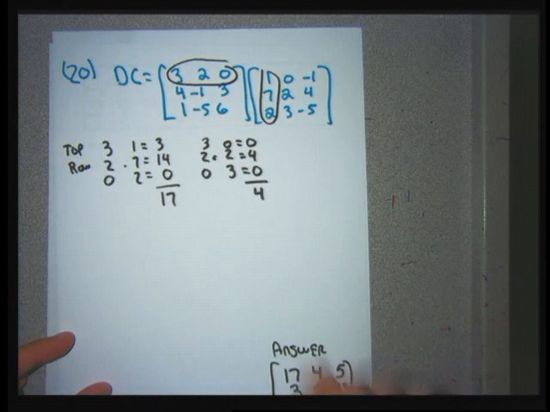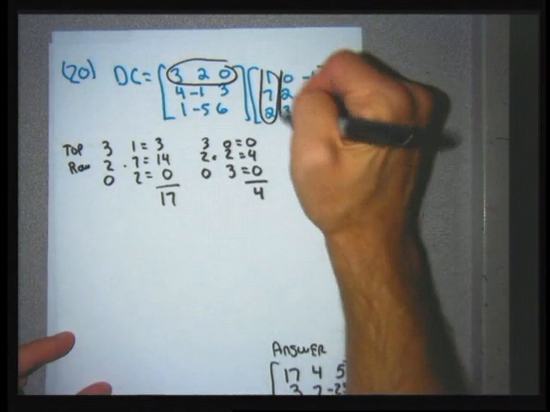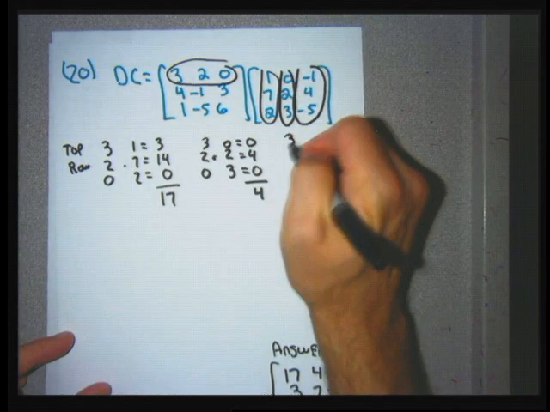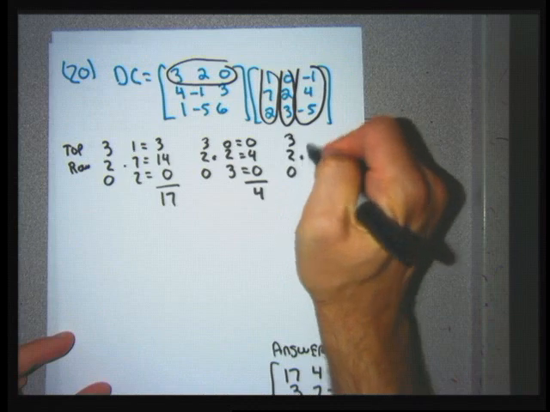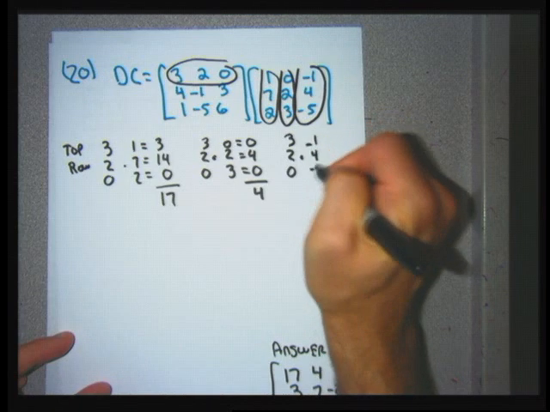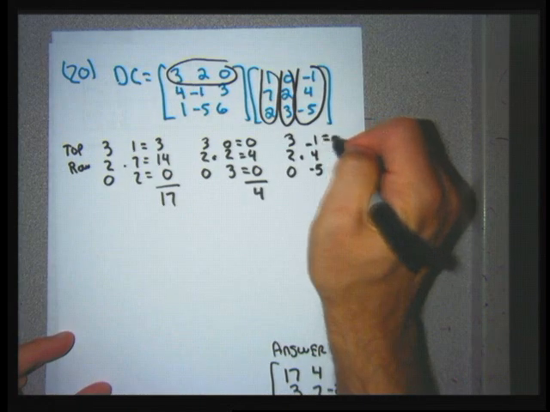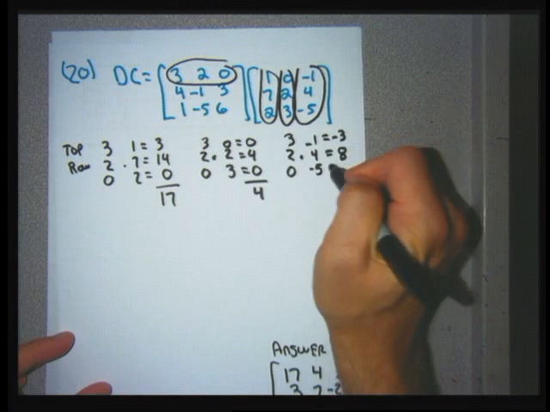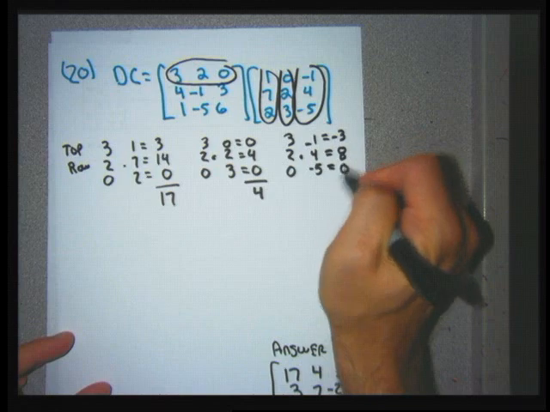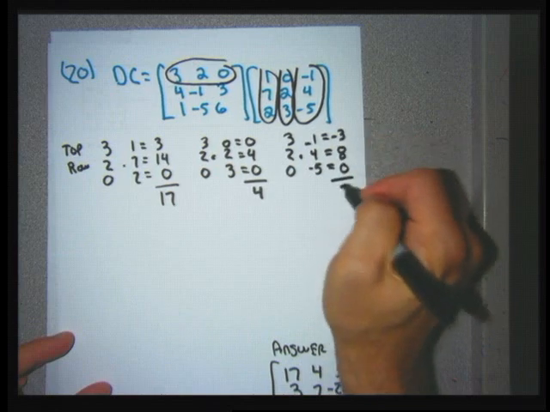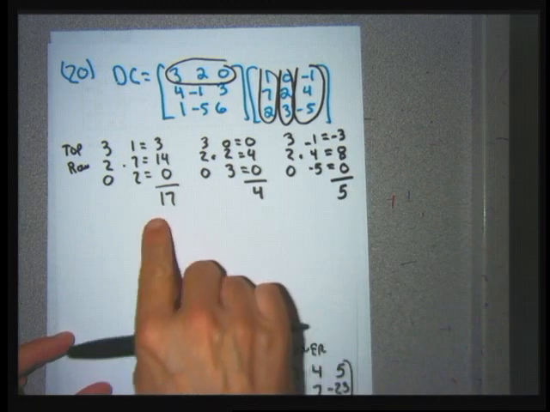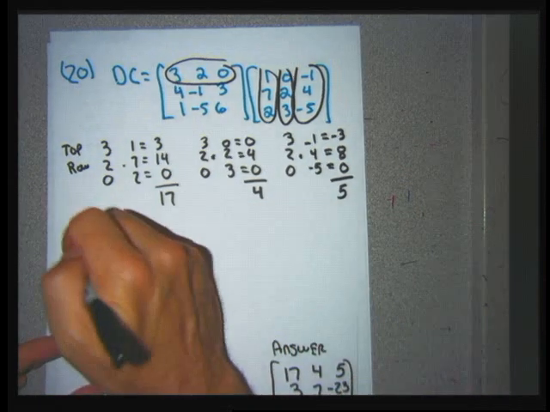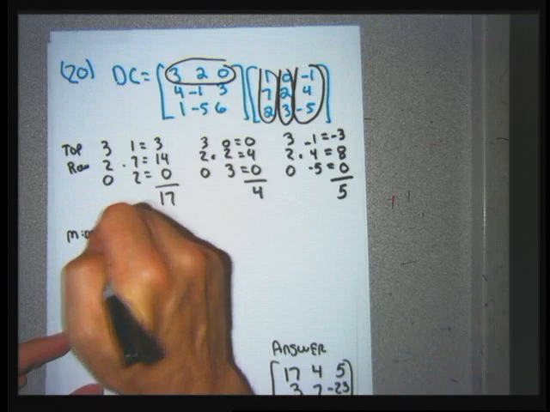Then to finish up the 3, 2, 0 by multiplying it by this last column, so I'm going to go 3, 2, 0 times negative 1, 4, negative 5. 3 times negative 1 is negative 3. 2 times 4 is 8. 0 times negative 5 is 0. Add these, negative 3 and 8 is positive 5. So my top row has to be 17, 4, and 5, just like it does, look, from my calculator. Now I'm going to work on the middle row.